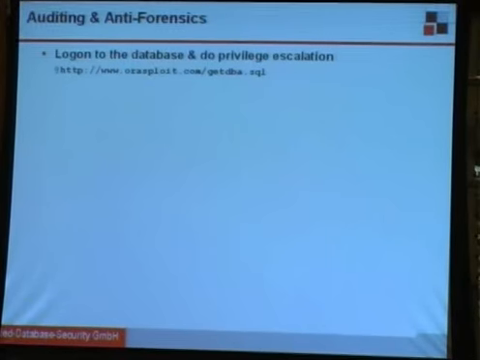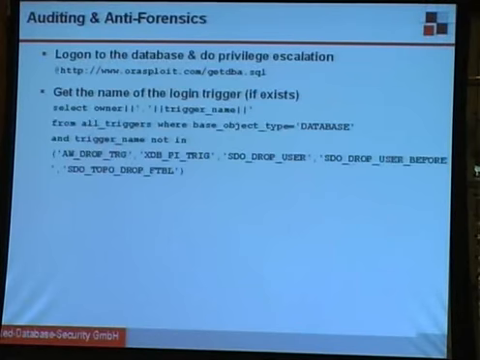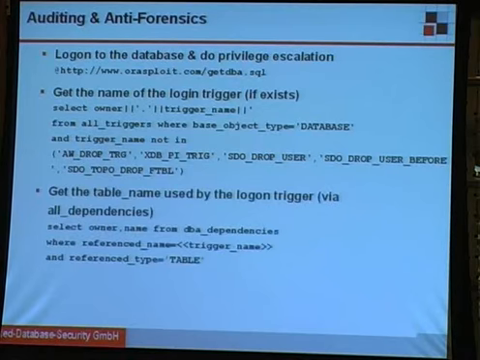And this is how an attacker could do this. First, log on to the database and do a privilege escalation. If a customer is using a log-on trigger, you can query the all triggers view and say, show me all database triggers. These are the default triggers from Oracle. They are available in every database. And the result is the name of the DDL trigger, if this DDL trigger exists.